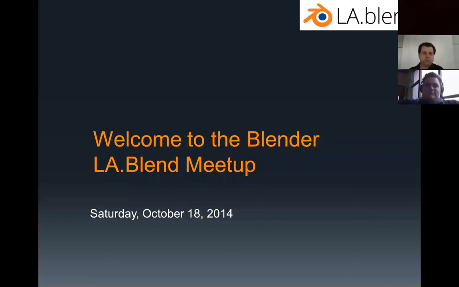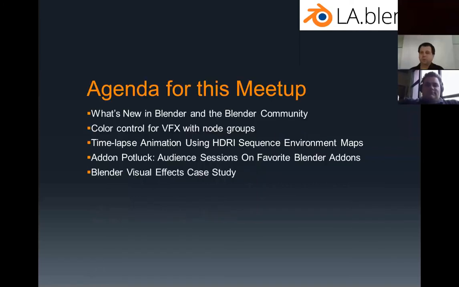For folks that are joining us virtually, we have 7 people here in person and about, it looks like, 3 or 4 online. We usually do kind of a what's new in Blender, in the Blender community. Then we have Sean Kennedy coming in. We don't have him in the room yet, but he's coming in to do color control and visual effects with Node Groups. Sean's a compositing artist that used to work for Rhythm and Hues, and he's been involved in getting some new Node Groups added to Blender.